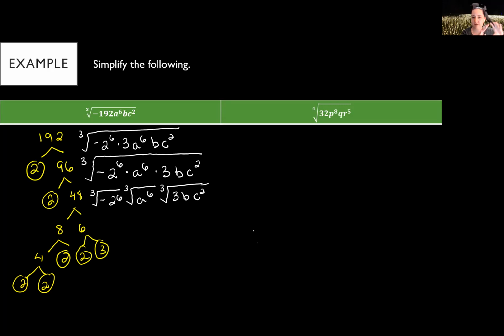So the cube root of negative 2 to the 6th, that negative, if it's a cube root, just goes in front. And then I deal with the 2 to the 6. 6 divided by 3 is 2. So my exponent on the 2 is going to be a 2. So I'm going to get a negative 2 squared. Then for the a, I have the cube root of a to the 6. 6 divided by 3 is 2. So I get a squared. And then I have my cube root of 3bc squared.